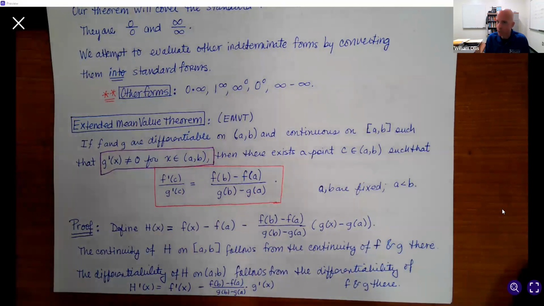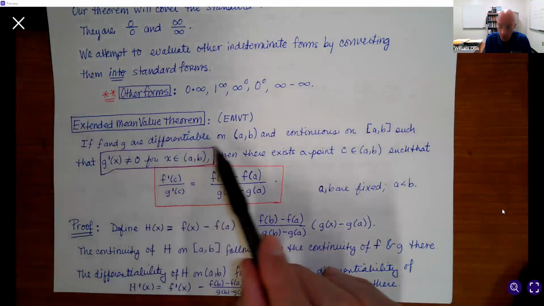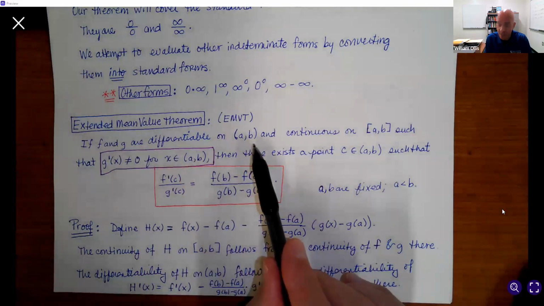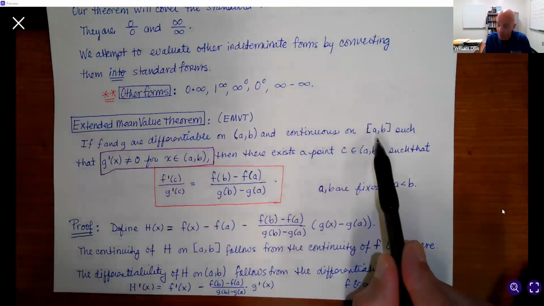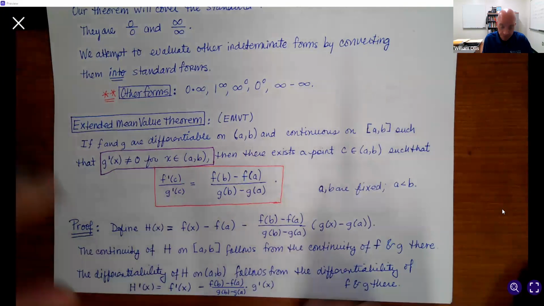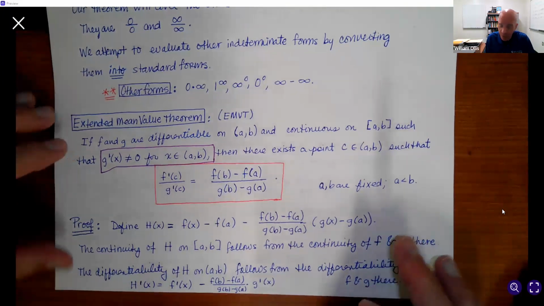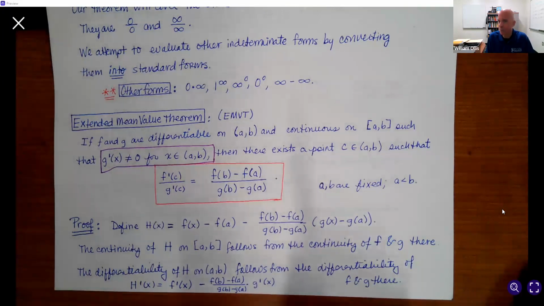Now, again, the hypotheses are very similar to what we saw before. We would need that f and g are differentiable on an open set, a to b, this open interval, and also continuous on the closed set. So we need continuity at endpoints. Now, one thing, you're looking at this and saying, well, this needs to be defined. We certainly would be in trouble if it weren't.